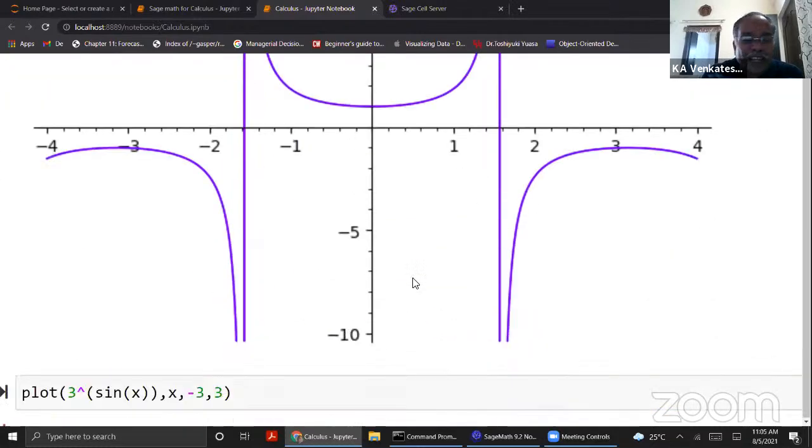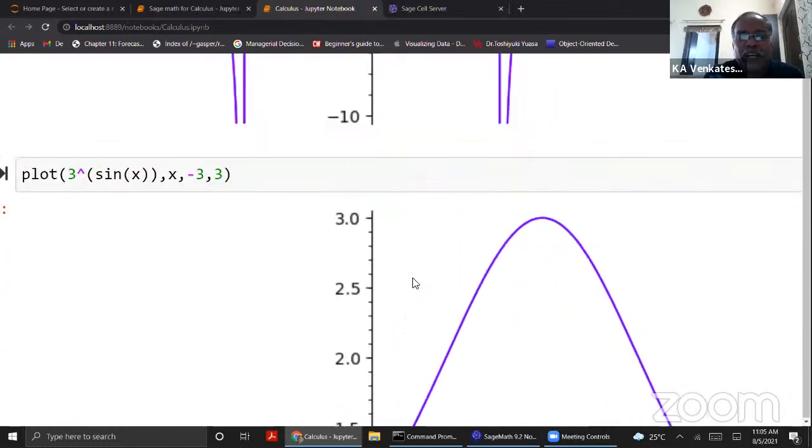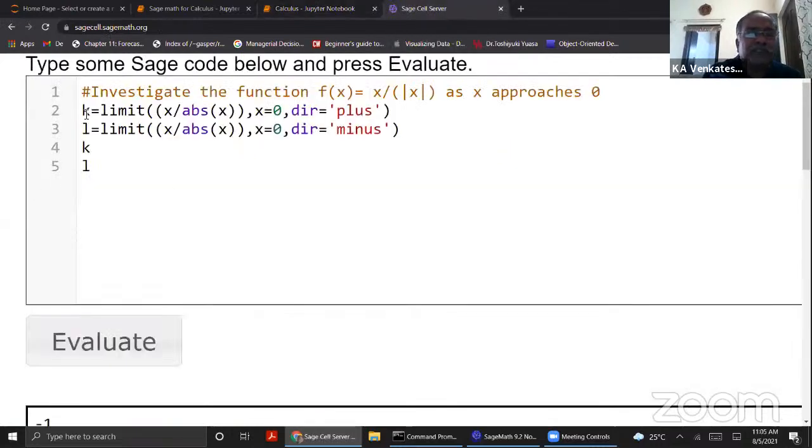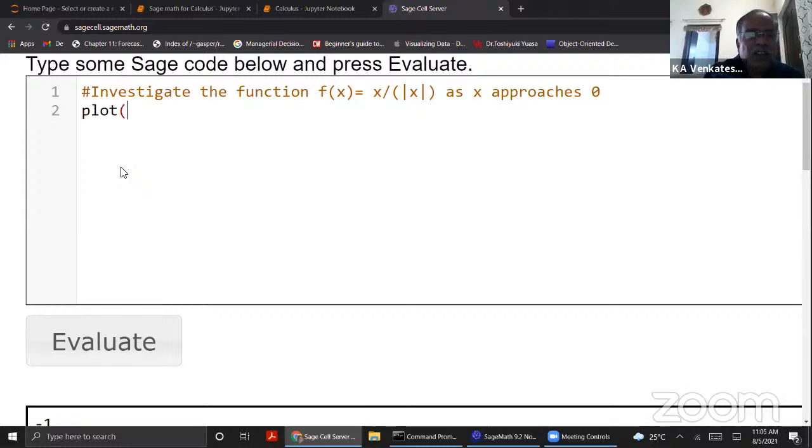That's the way the graph looks. So I've drawn the graph, and you can draw the graph also. I'll keep it here. You can do it in Sage Cell. I also go to Sage Cell, 3 power sin x. Three power minus 4. I'll just put it this way.